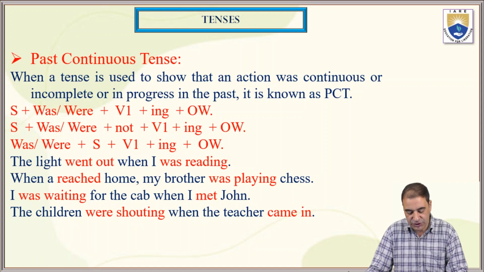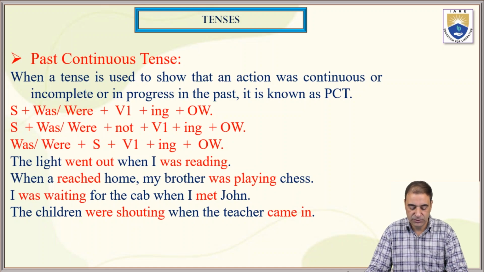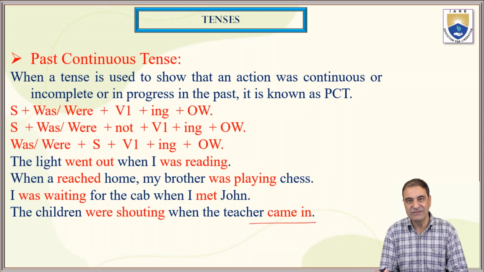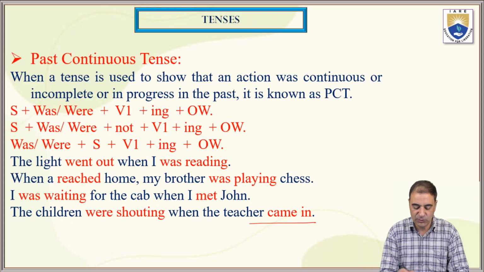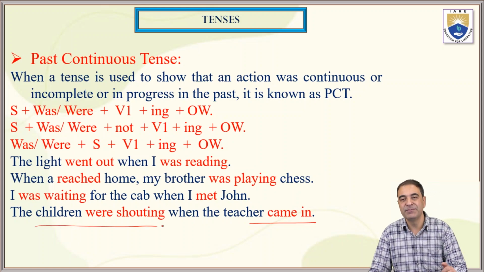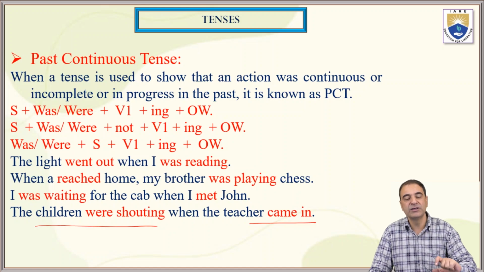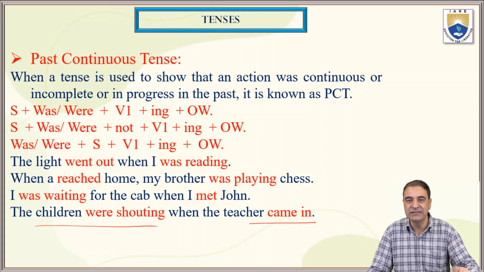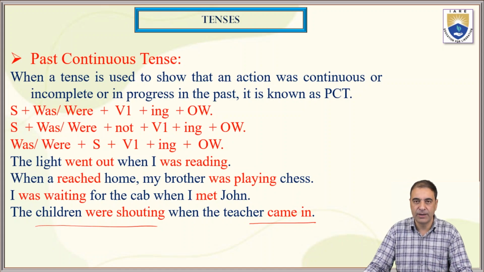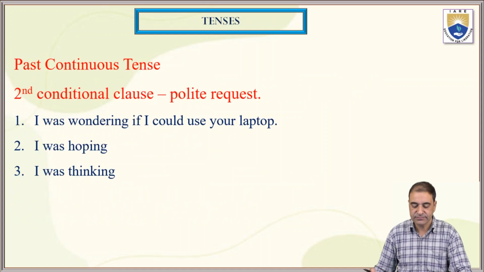Now here, the children were shouting when the teacher came in. Again, we have teacher came in. It gives the idea of completion. And the second one, the children were shouting. It means when the teacher entered the class, children were shouting. Their shouting was continuous. Their shouting was in progress. Their shouting was incomplete, which we call past continuous tense.